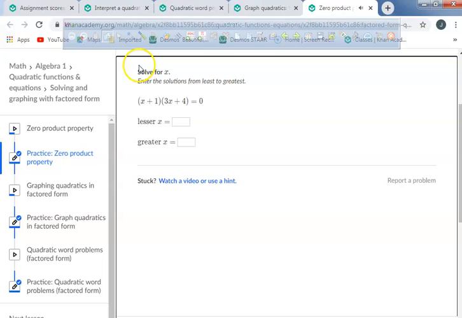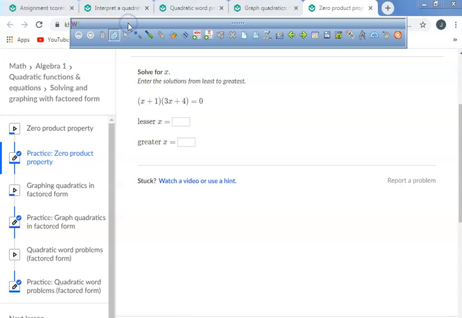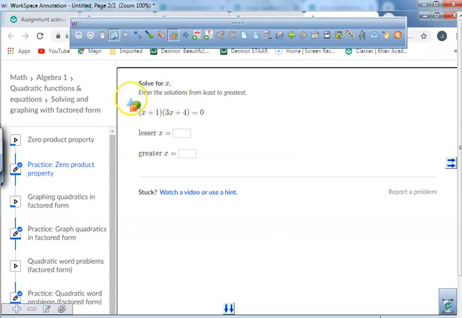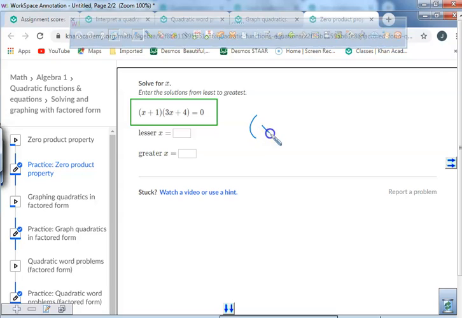Okay, let's do one more right here, okay? Now this one is not in function notation, it just has it set equal to 0. So I'm going to make it a little bit bigger here, okay? We've got x plus 1 and 3x plus 4 equals 0. So go ahead and set that equal to 0.